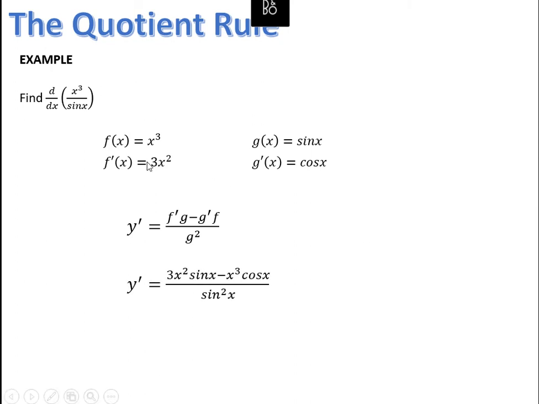Similar kind of idea, it's f dash g, so it's these two multiplied together, so 3x squared sine x. Take away these two multiplied together, cos x times by x cubed, divided by this one, so not the derivative, but this one squared. Okay, and obviously we can write that as sine squared x.